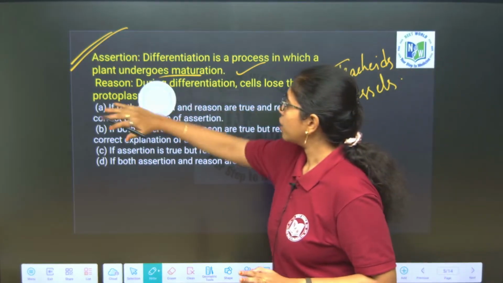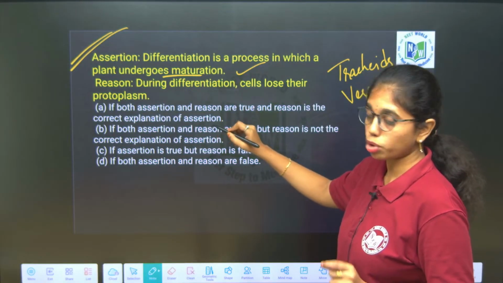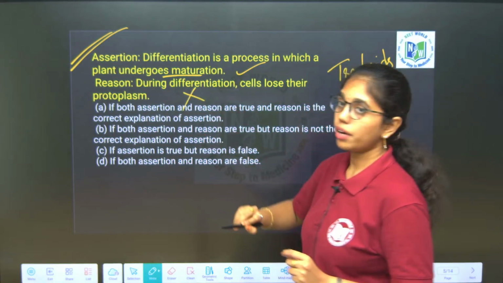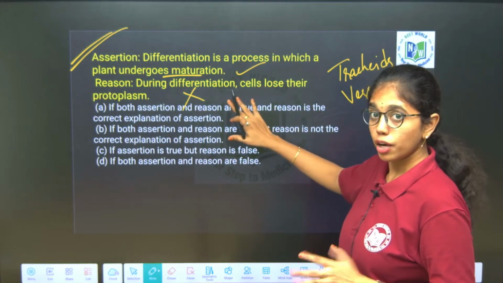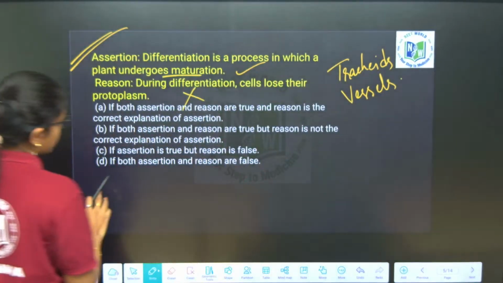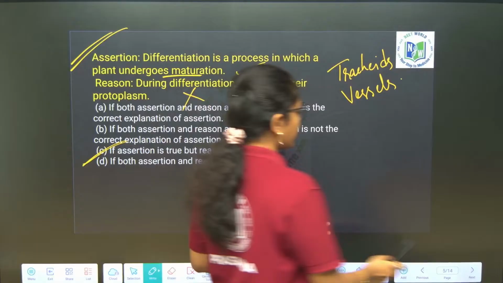So during differentiation, not all cells will lose their protoplasm. So here the reason will be wrong. In this question the assertion is true and the reason is false. Option C will be the right answer.